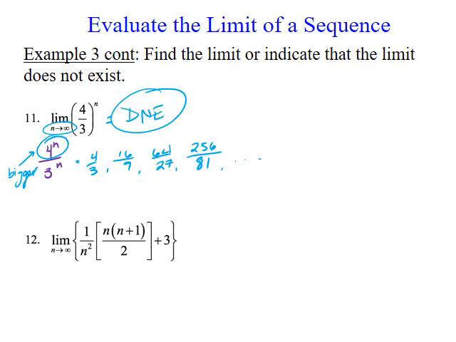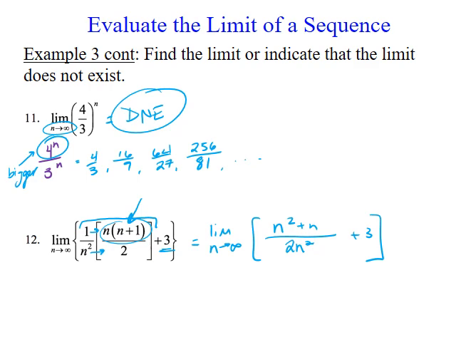Now number 12 looks like a total hot mess, doesn't it? But we're just going to apply some algebra and clean it up a little bit. So when we do that, I'm going to multiply these two fractions across the top and across the bottom, and clean this up a little bit. Okay, so this becomes n squared plus n on the top, so just distributing, all over 2n squared. And then don't forget this plus 3 over here.